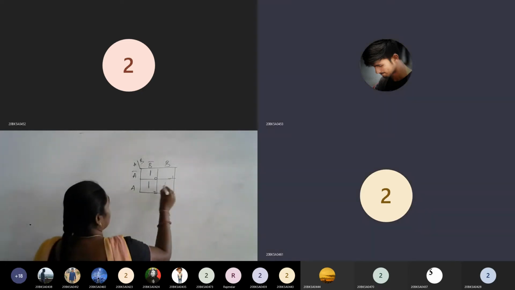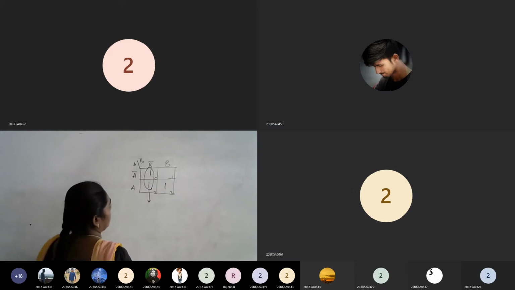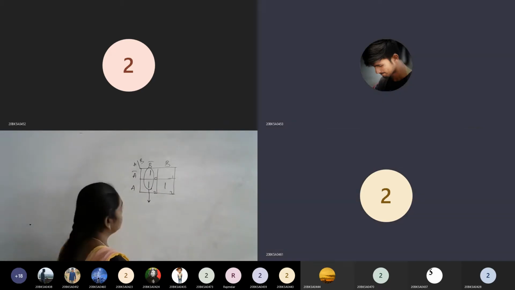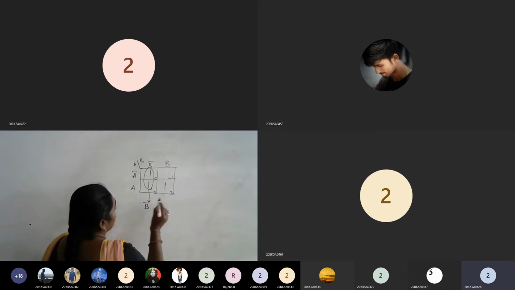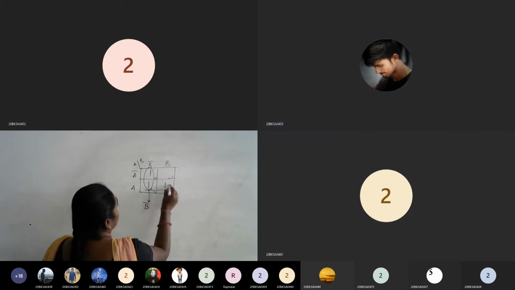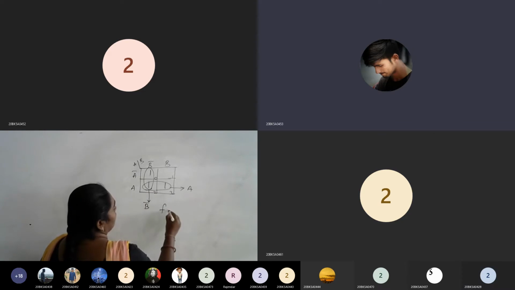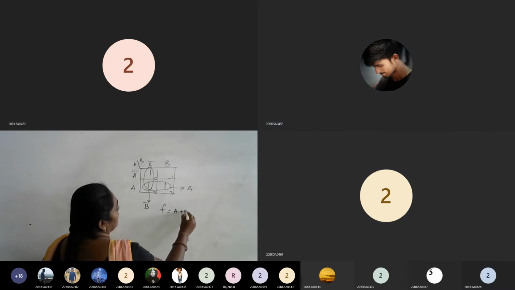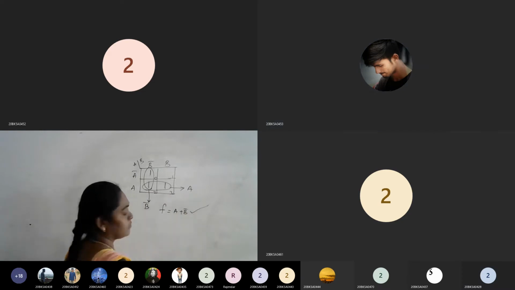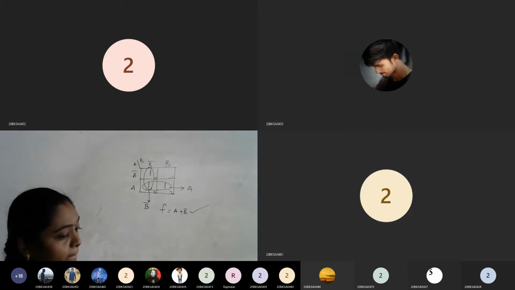0, 2. So combine 0 and 2. Tell me the expression correspondingly. B bar. Very good. B bar. What is the other adjacency? 2, 3. That gives A. So F is equivalent to A plus B bar is your expression. Yes, ma'am. Is it clear? Yes, ma'am.